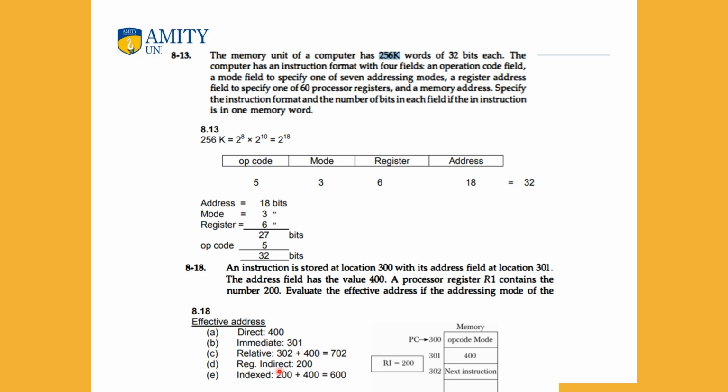The register indirect will be 200. It is given already in the register processor. Okay, and the indexed will be 400 plus 200, that is from the register processor. That will be 400 plus 200, which will give us 600.